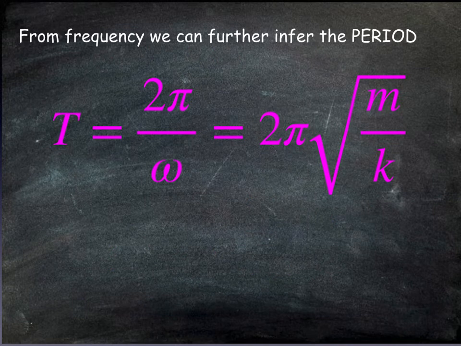Since we now know the frequency, what we call the characteristic frequency of the spring's oscillation, we can further infer the oscillation's period, which essentially tells you how long it takes the spring to complete one full oscillation. The units for the period capital T are seconds.